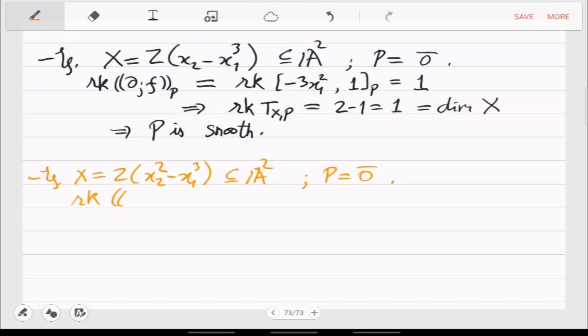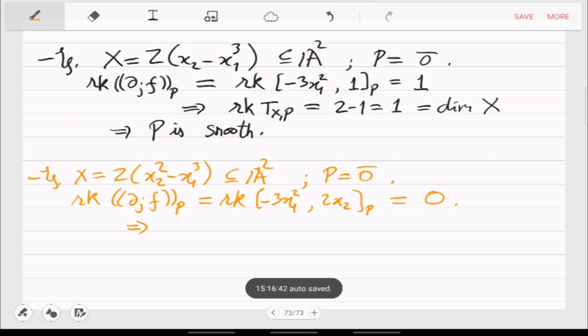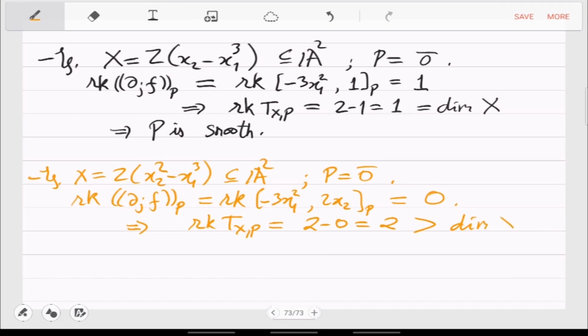Let's do that calculation again. So you get minus 3x1 square and now 2x2, but that will give you 0, which means that since this rank has reduced, the tangent space will increase. So the rank of the Jacobian is now 0, so the tangent space has dimension 2 minus 0, which is 2, which is greater than the dimension of X. Right, so the tangent space has grown too big, which means P is a singularity.